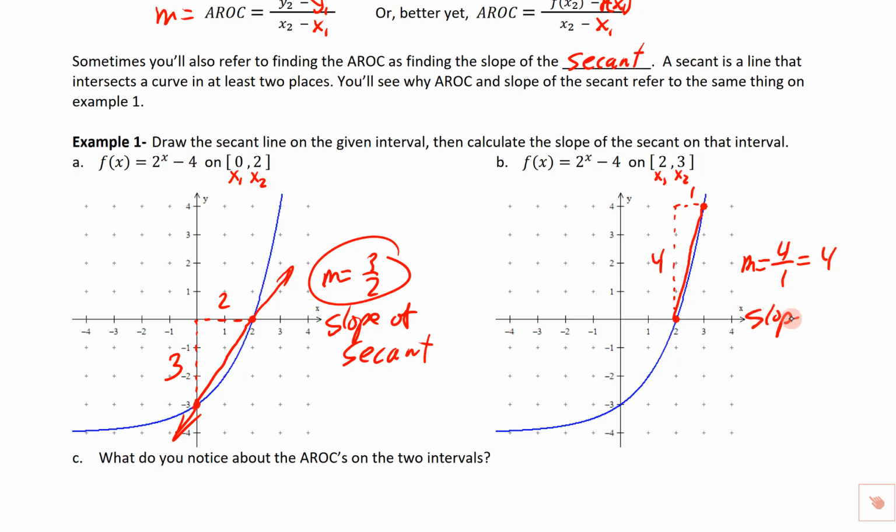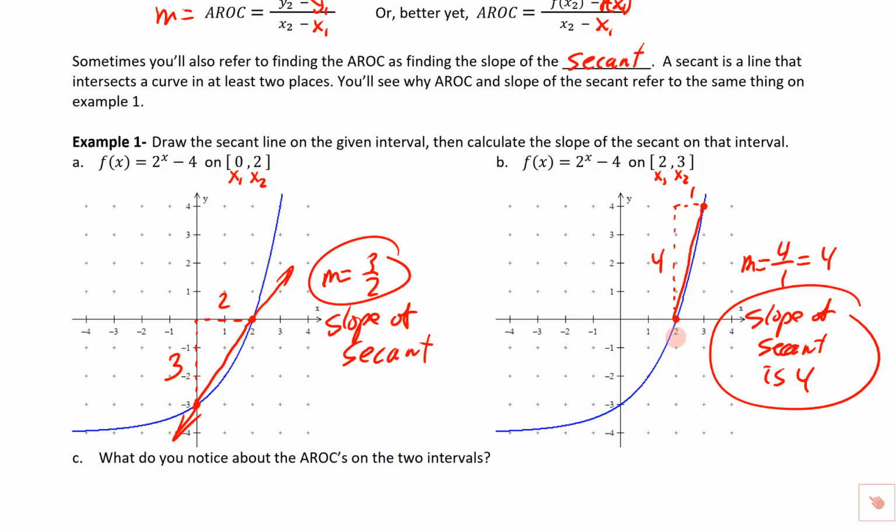So slope of secant is 4. I'll write it this way on that one. So lots of different ways we can write it, but what we're indicating here is that we've got these 2 points on the graph, and we're finding the slope of the line that connects the two of those.